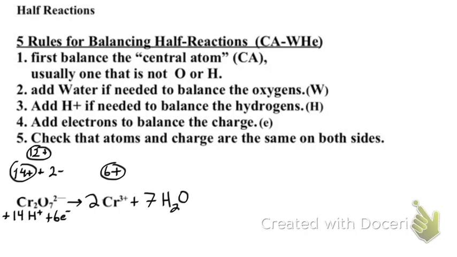So on this side, we have chromium 2 plus O7, so this is a dichromate molecule, 2 minus, plus 14H plus 6 electrons, all turning into 2 Cr3 plus ions plus 7 water molecules. So that is balancing a half reaction.